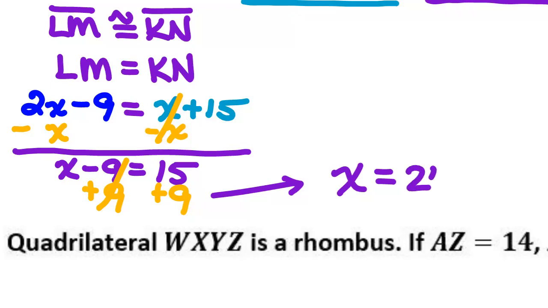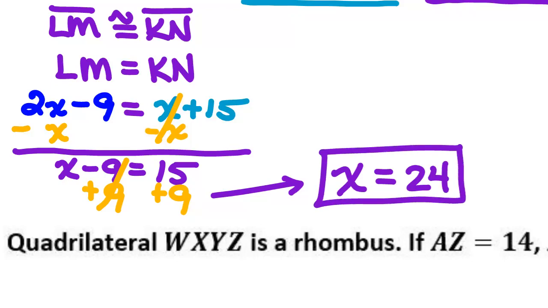15 plus 9 gives me 24. Let's do number 4 and then we'll call it a day.